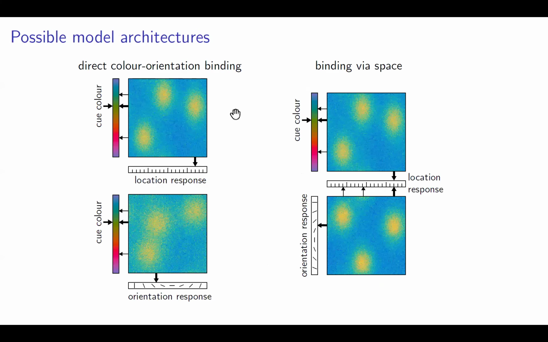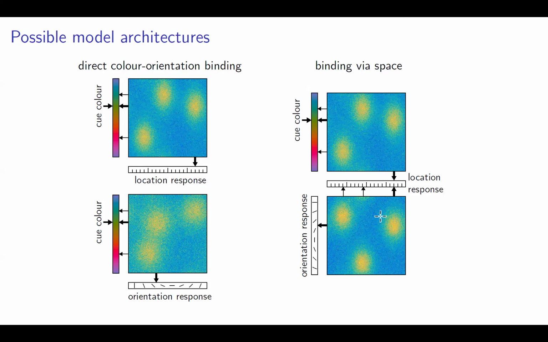Now we considered here two possible mechanisms of binding for this task. We didn't consider this very high-dimensional kind of model where everything is bound together, but only conjunctive population codes between two features. The first one would be direct binding of the cue feature, so in this example, the color, and the two other features, the location and the orientation.